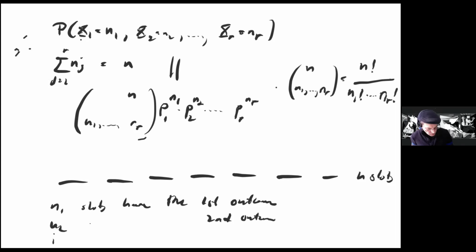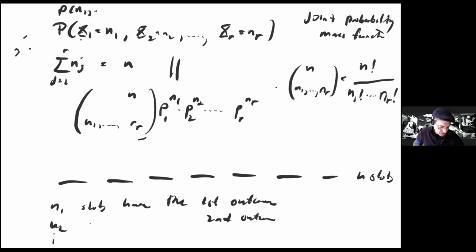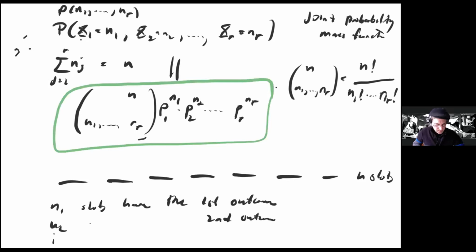So this is why this is the joint probability mass function of the experiment. In other words, this is p of n1 all the way up to nr, given by this formula over here. Okay, very good. So we're now done with 6.1.